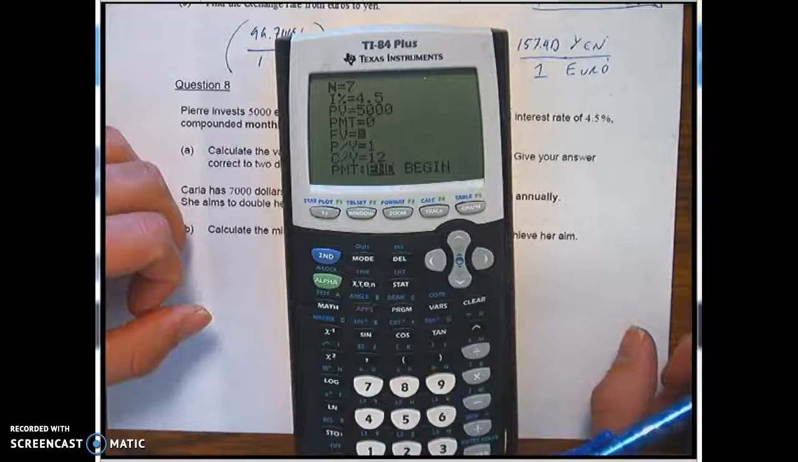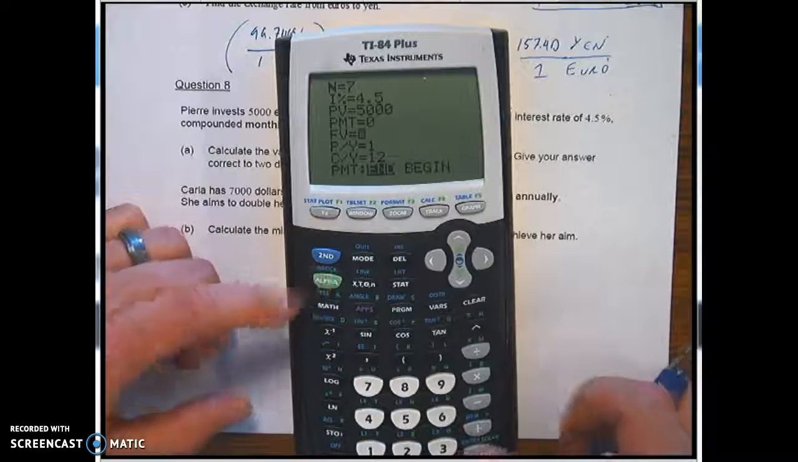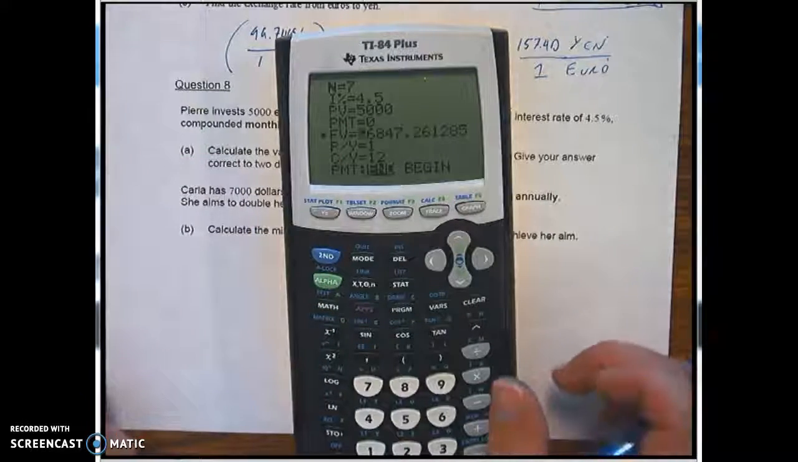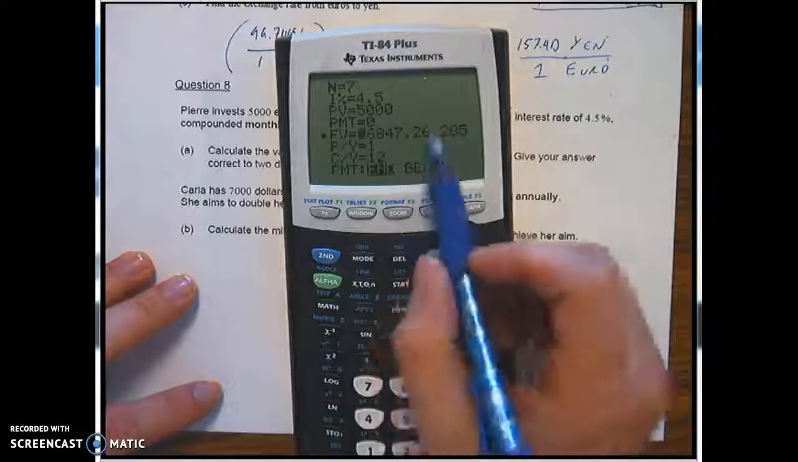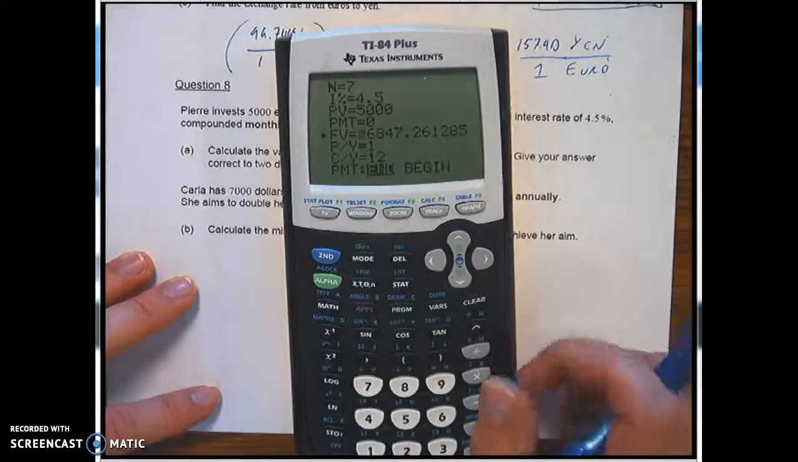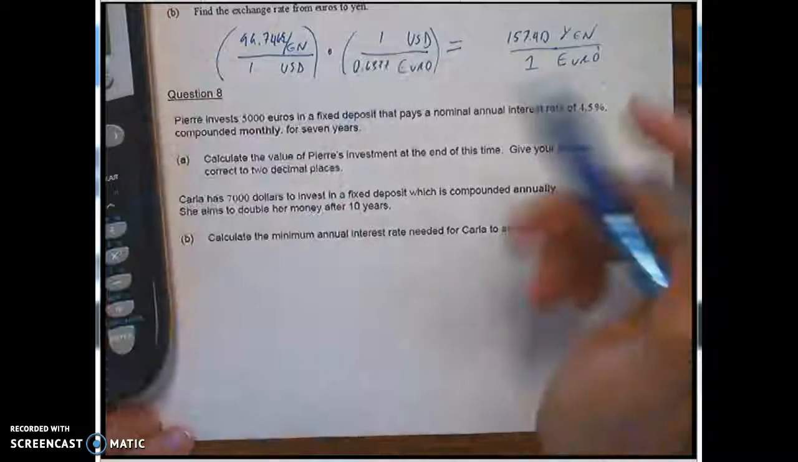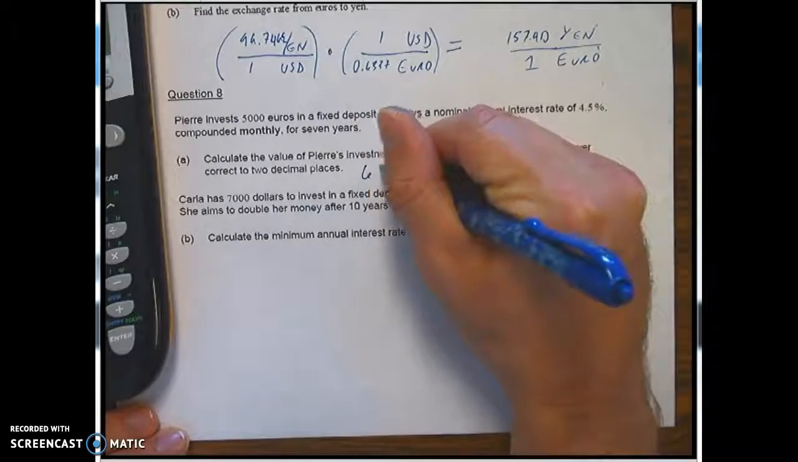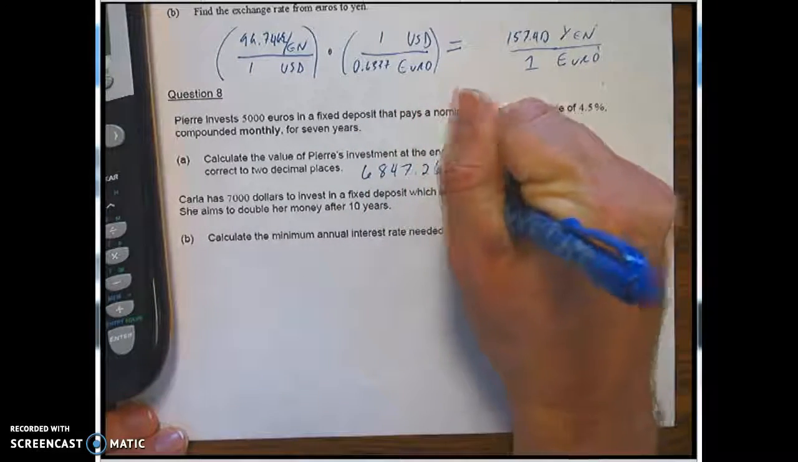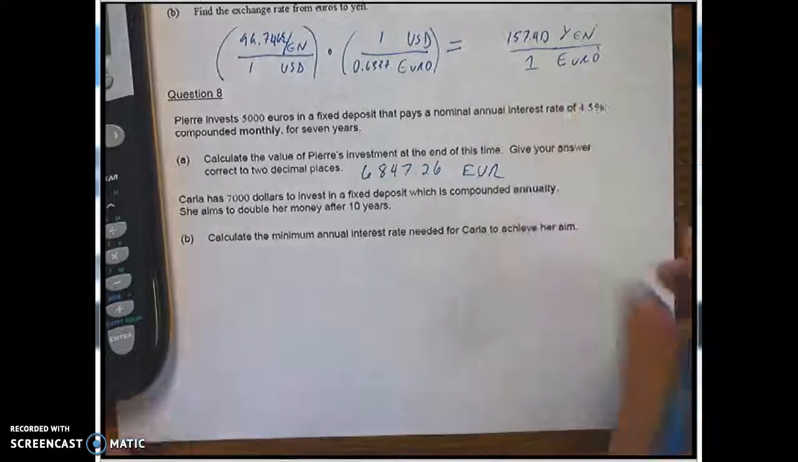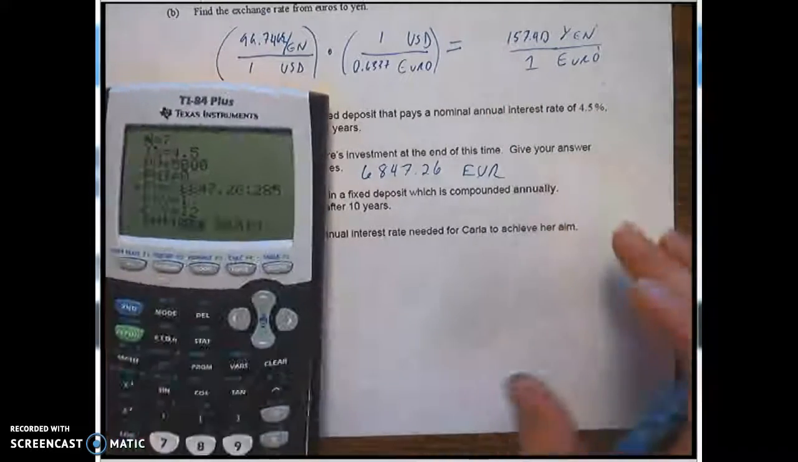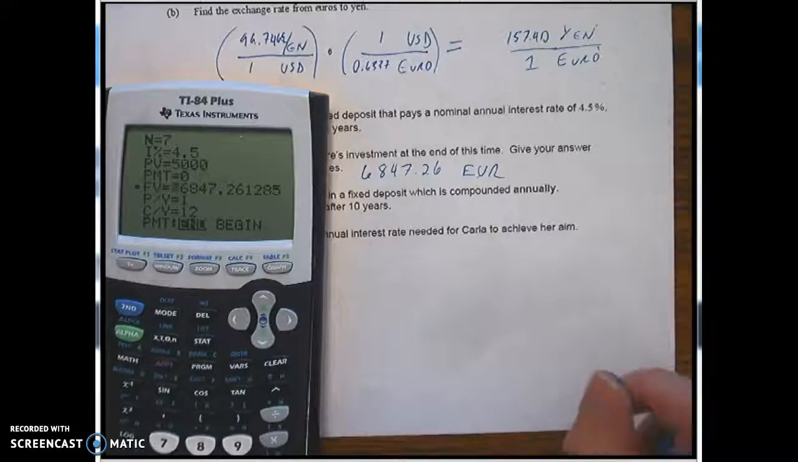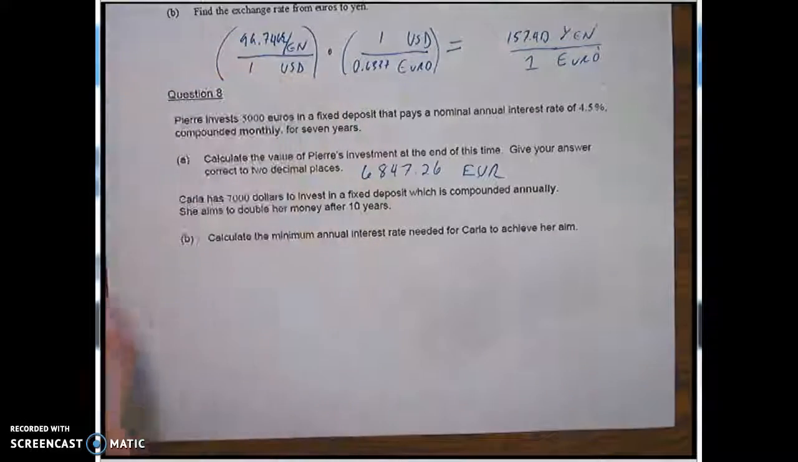So to figure out the future value here, I'm going to do alpha, enter, ignore the negative sign. It's going to be 6,847.26 euros is the answer. So no math involved there, just let the financial calculator handle all the heavy lifting here.